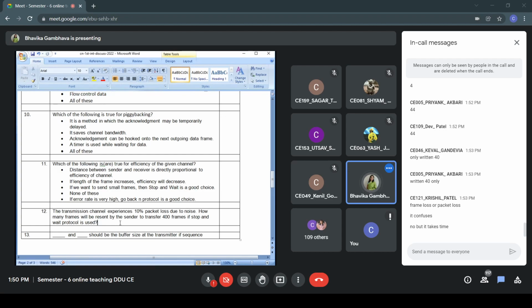In the class, we are very careful to use the appropriate term, but in general, these are used interchangeably. So this time I have given a hint here, how many frames will be resent, so that you will be back on track. If you have to transfer 400 frames, how many of them will be resent? Now you understand, so your answer is going to be 44. If I ask how many total frames will be sent in this scenario, what should be your answer?